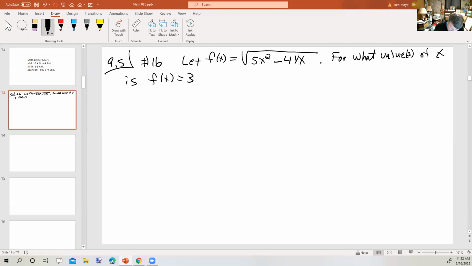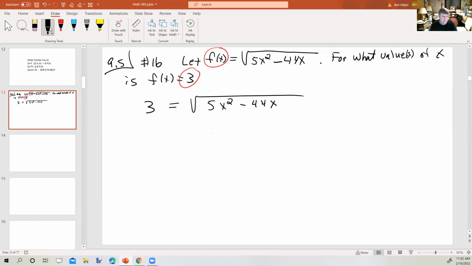So basically, we're going to make a substitution. We're going to put 3 in the place of f of x. So then our equation would look like this. 3 equals the square root of the quantity 5x squared minus 44x. Okay. So now we have an equation with one radical, and the radical is already isolated. It's a square root, so we're going to square both sides. On the left side of the equation, we get 9. On the right side of the equation, we get 5x squared minus 44x.